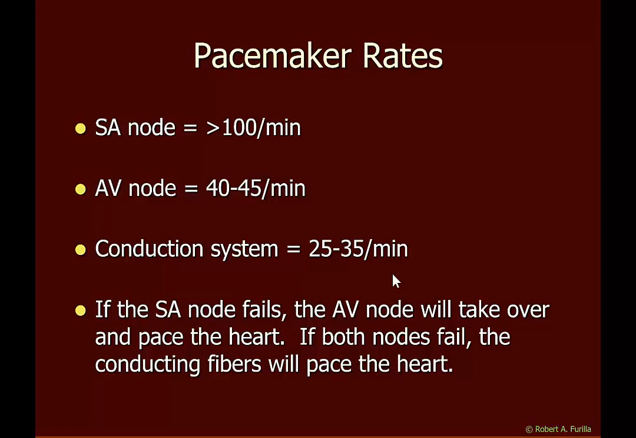Now, why is the SA node the pacemaker? Simply because it has the highest rate of diastolic depolarization. That means that it's going to trigger all other pacemakers before they can trigger themselves. So the SA node will send a signal down to the AV node while the AV node is still trying to reach threshold and stimulate it immediately to reach threshold. And then the conduction system will also be stimulated. So the pacemaker with the fastest rate of diastolic depolarization becomes the dominant pacemaker.